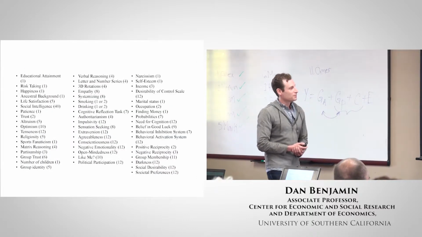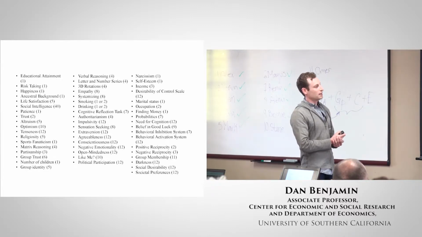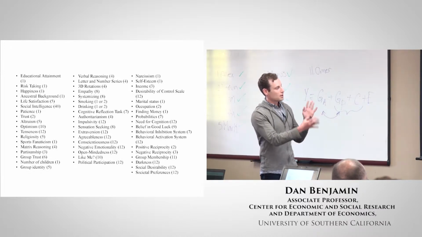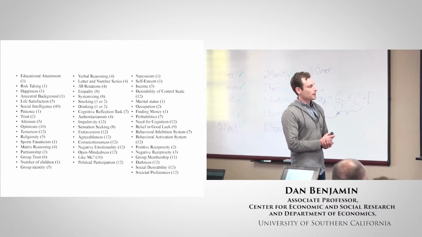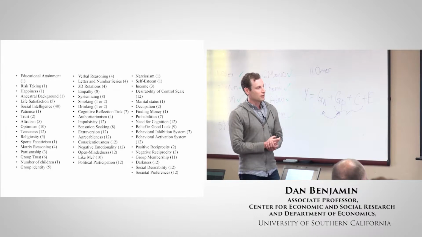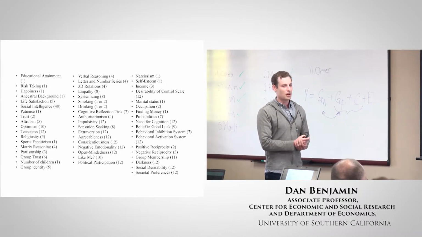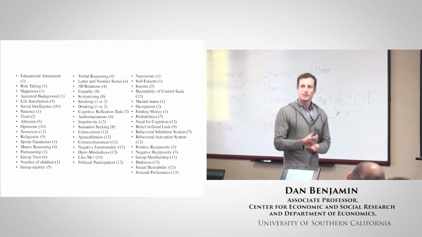Okay, so this is a list of all of the things that we've currently incorporated into the Ask Me app. In parentheses is the number of questions. We have one question on educational attainment, one on risk taking, one on happiness. So there's a bunch of different measures here. We're very interested in feedback and improving this, so I encourage you to take a look at this list and the slides that you have access to, and let us know if we're missing things that you're excited about.